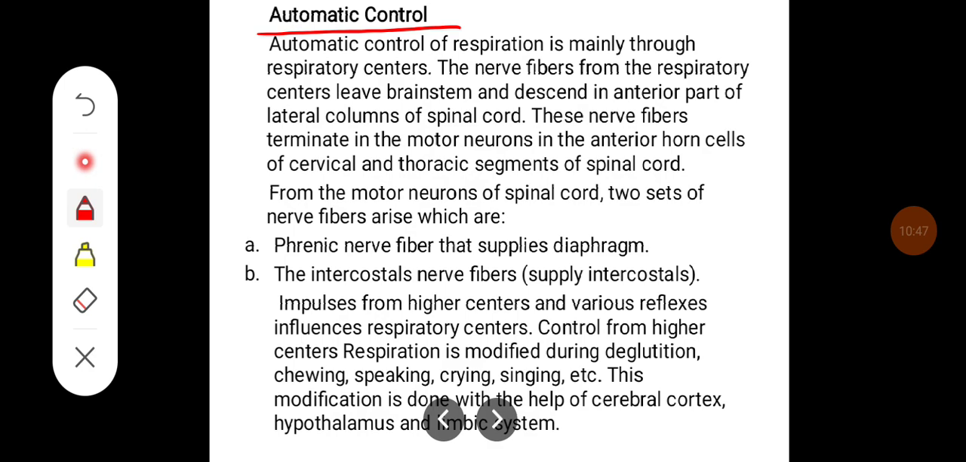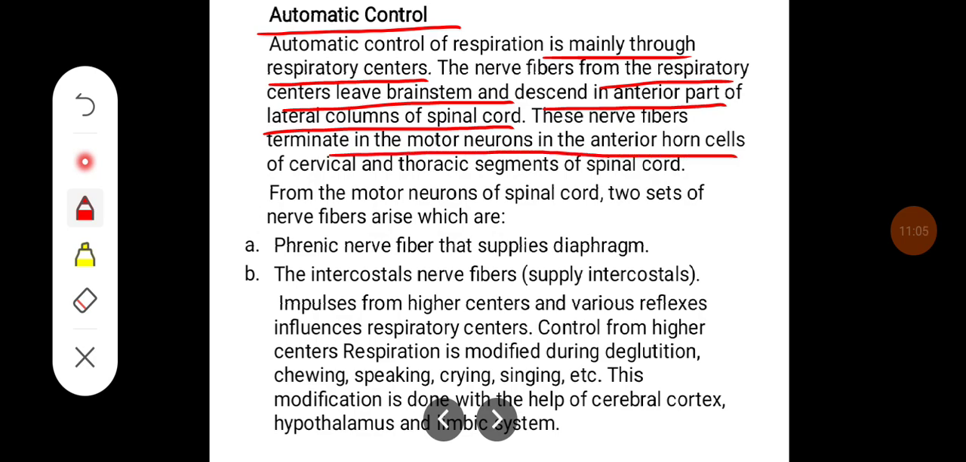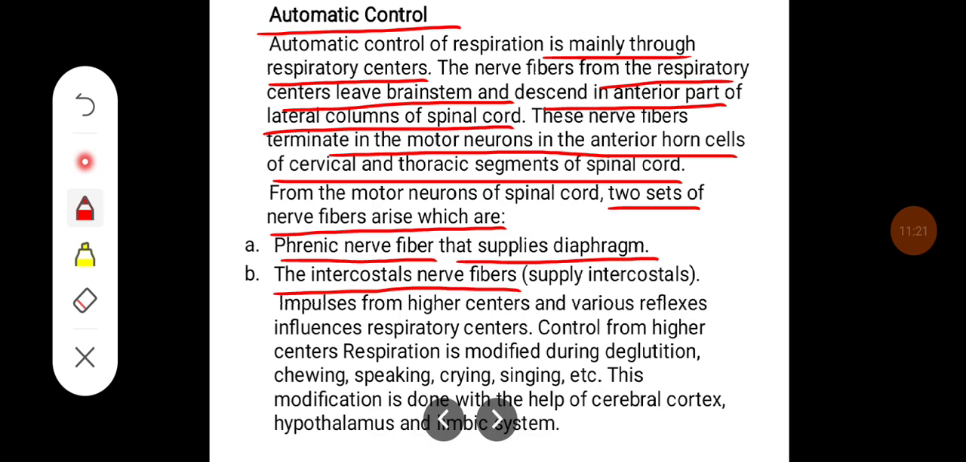Automatic control of respiration is mainly through the respiratory centers. The nerve fibers from the respiratory centers leave the brainstem and descend in the anterior part of the lateral column of the spinal cord. These nerve fibers terminate in the motor neurons in the anterior horn cells of the cervical and thoracic segments of the spinal cord. From the motor neurons, two sets of nerve fibers arise: the phrenic nerve fibers that supply the diaphragm and the intercostal nerves which supply the intercostal muscles.